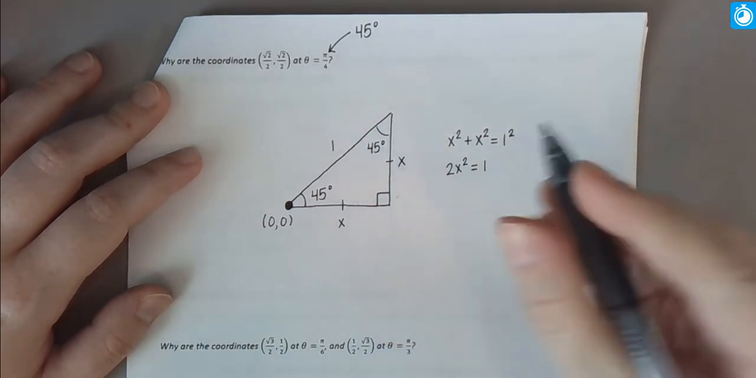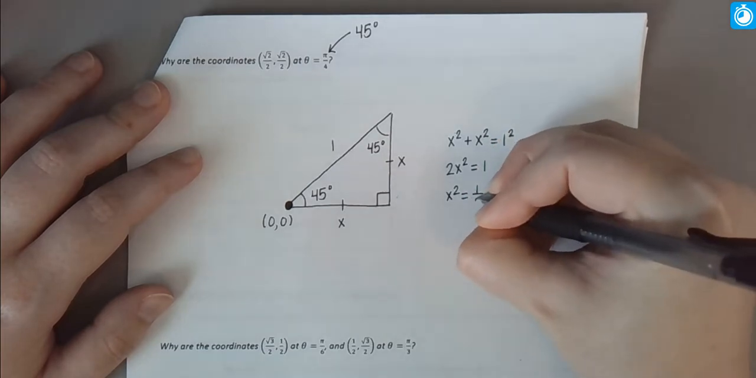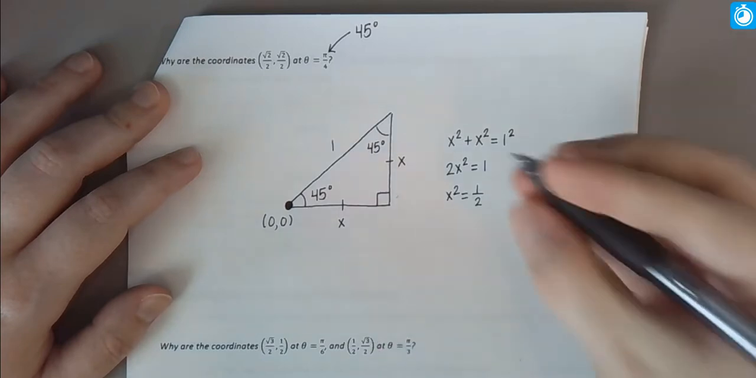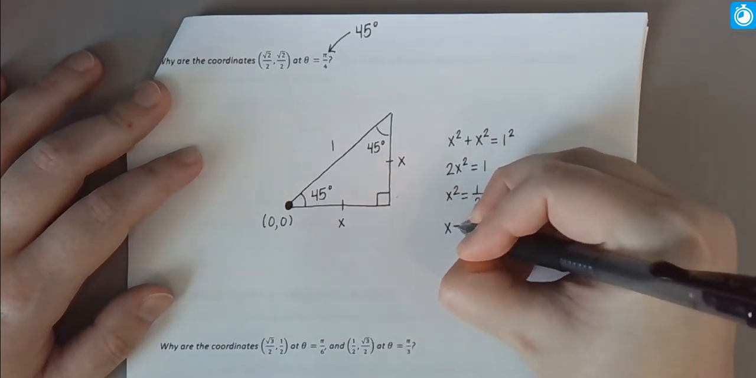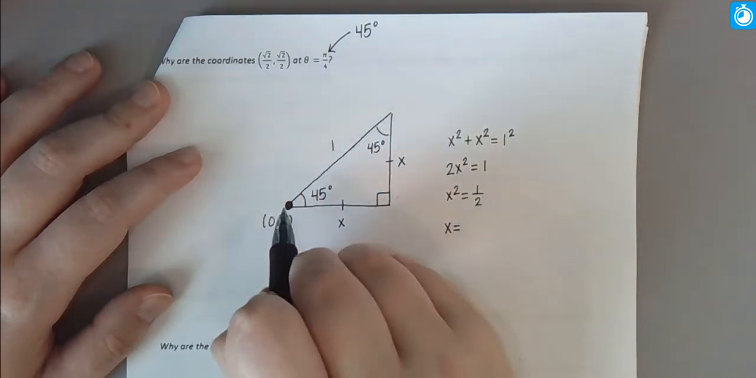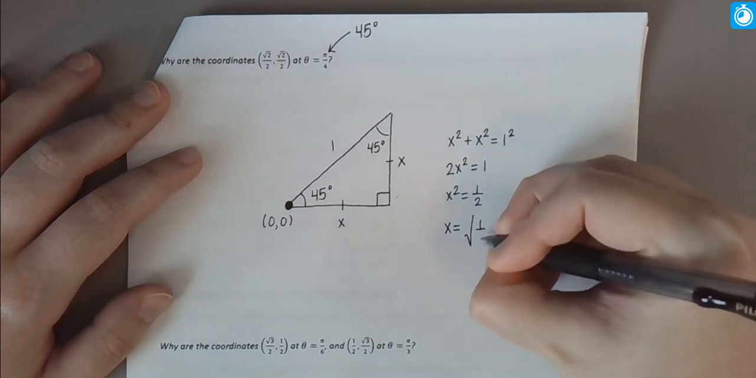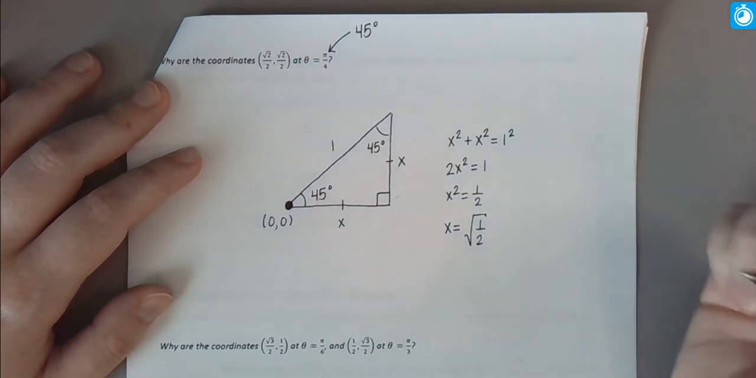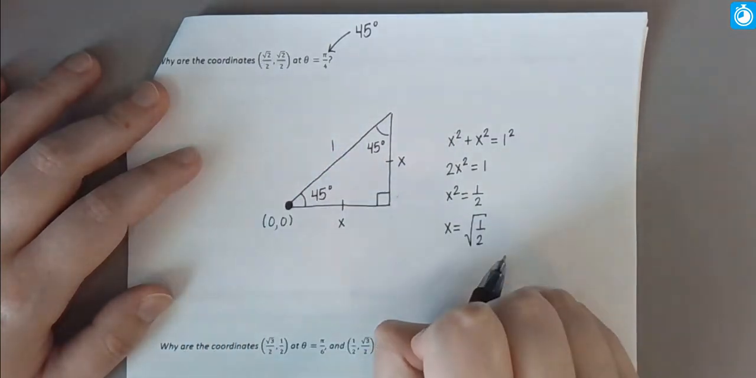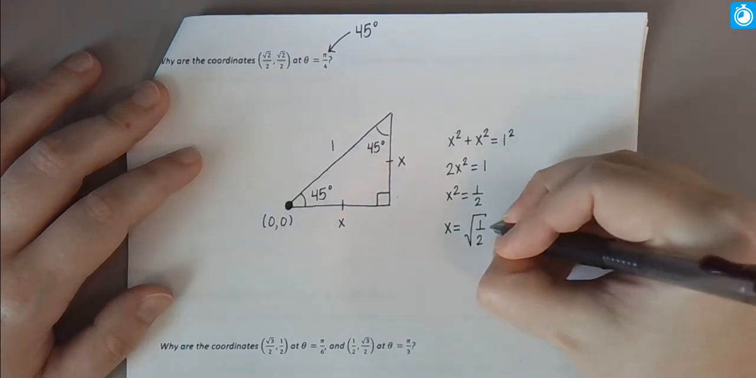We can divide out that coefficient of 2, so x squared is going to be 1/2. Then if we take the square root of both sides, x is going to be positive or negative. Here we're in the first quadrant, so both of these are positive. So it's going to be the positive square root of 1/2. Well, this doesn't look like √2/2, but believe it or not, it is the same thing. Why is it the same thing? Well, let's simplify this down.